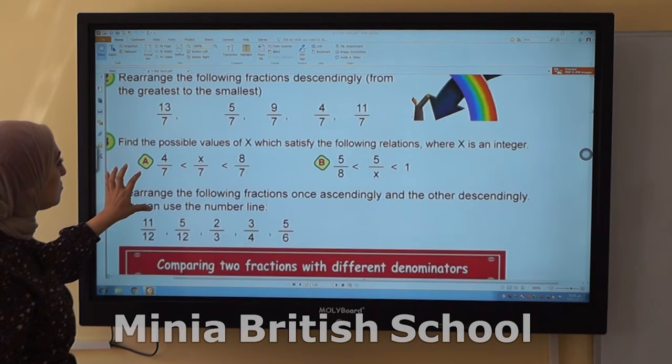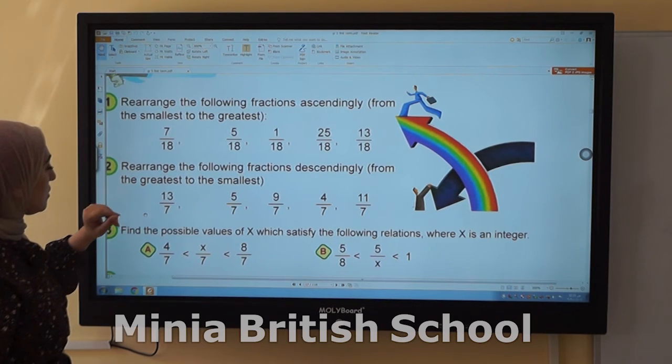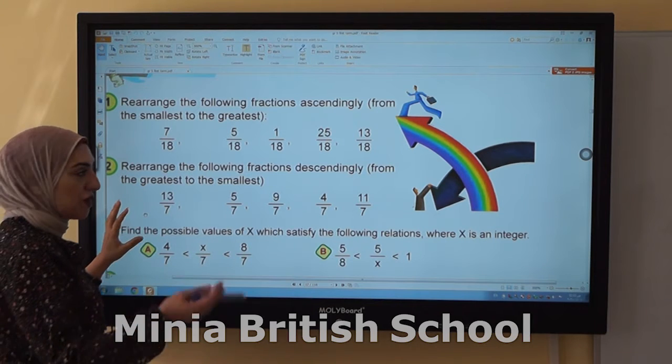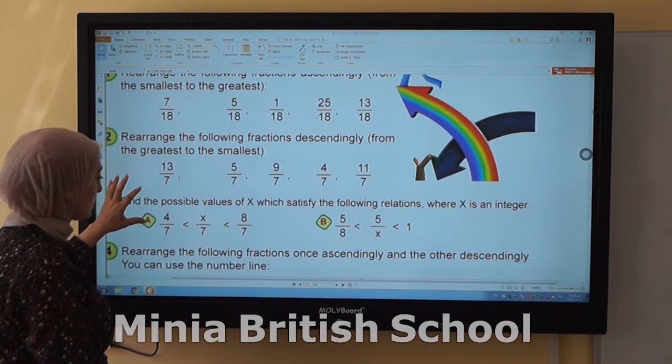Okay, here another one, but descendingly. Means from the greatest to the smallest.